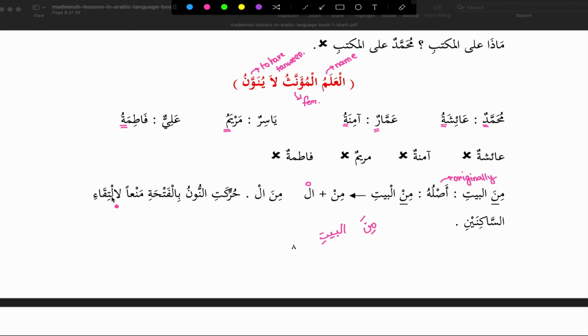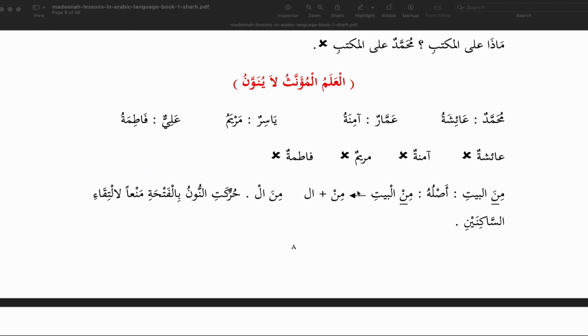منعا لإلتقاء الساكنين. To avoid, avoiding لإلتقاء الساكنين, to avoid the meeting. التقاء means the meeting. Okay? To avoid the meeting of the sakinain means two sakin, the two sukuns. طيب. So when there is two back-to-back sukuns, this is what happens. You put a haraka on the word that does not have haraka generally on it.